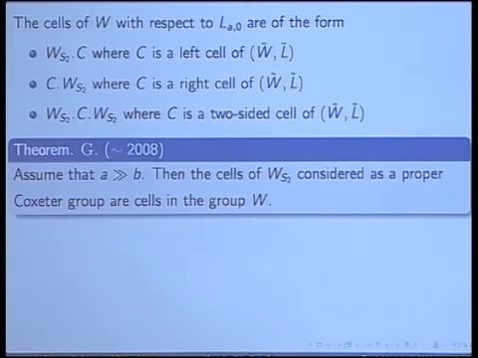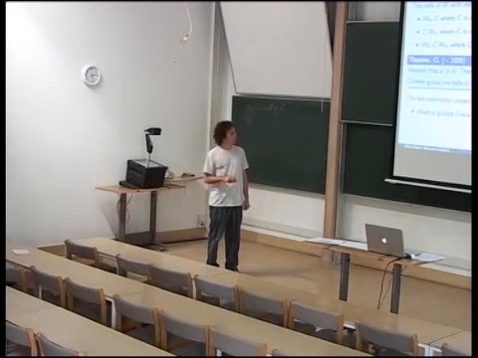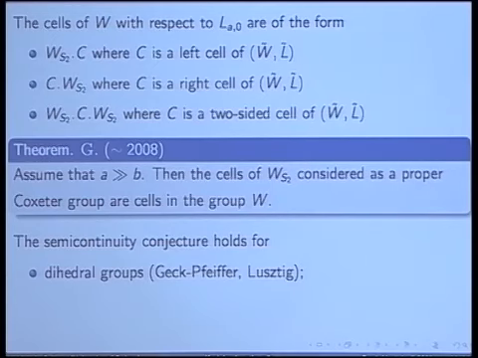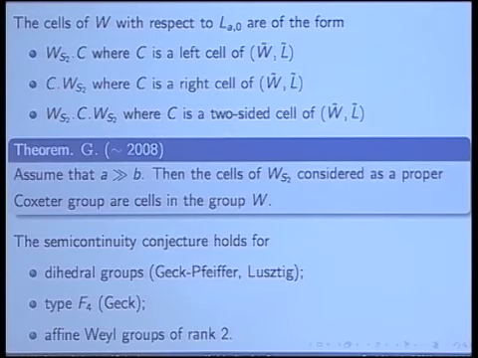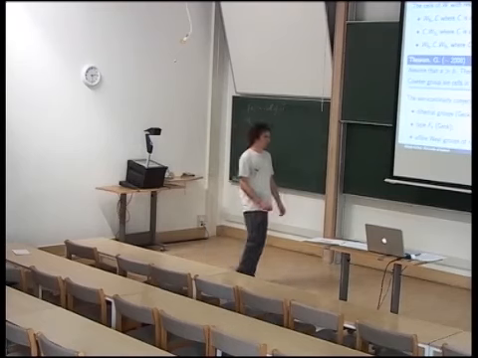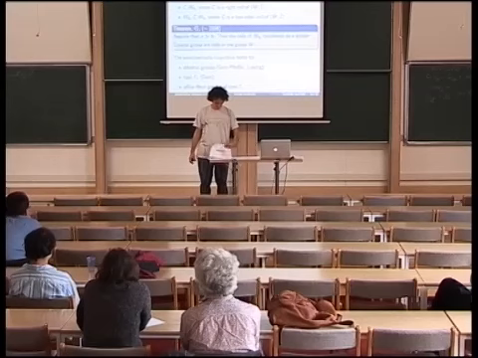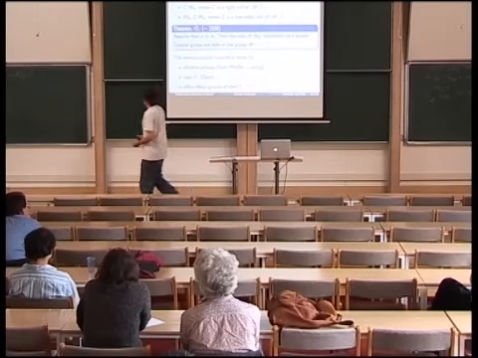So the semi-continuity conjecture is known to hold for dihedral groups, which has been done by Geck-Pfeiffer in the finite case and Lusztig in the infinite case. For type F4 by Geck, these two cases are just explicit computation. As we will see later on, it holds for affine Weyl groups of rank 2. And maybe I should mention that it fits with plenty of conjectures we have in type B n.